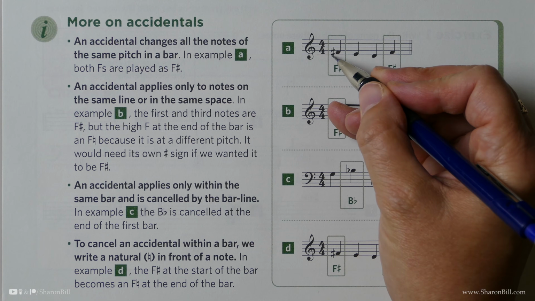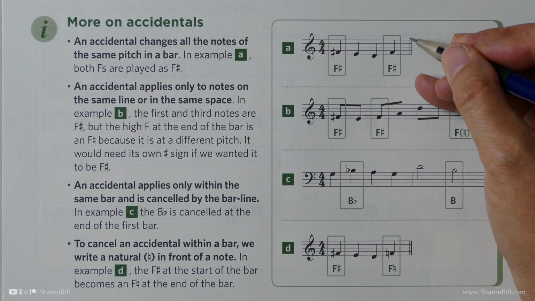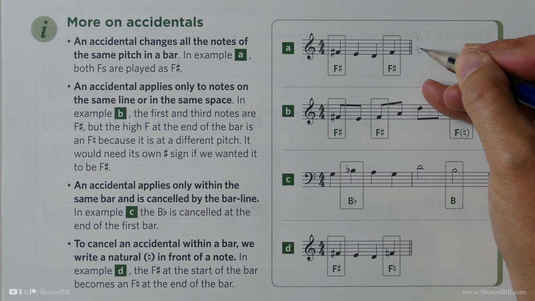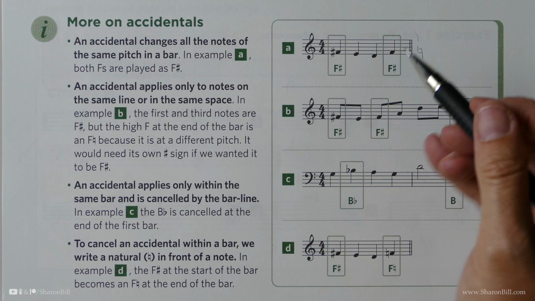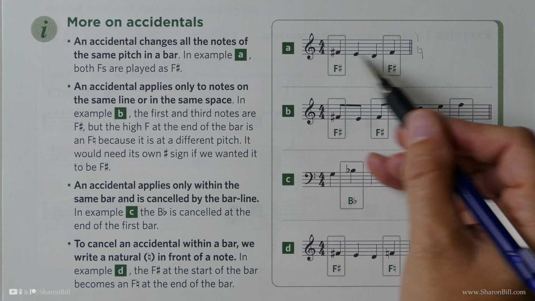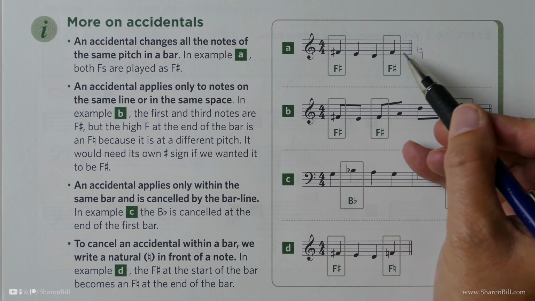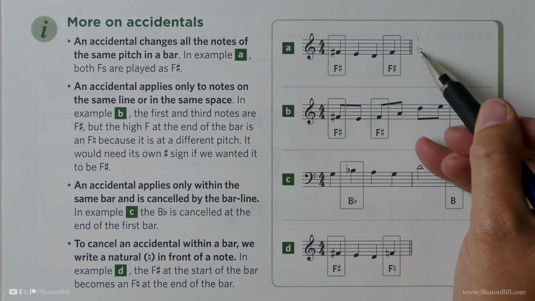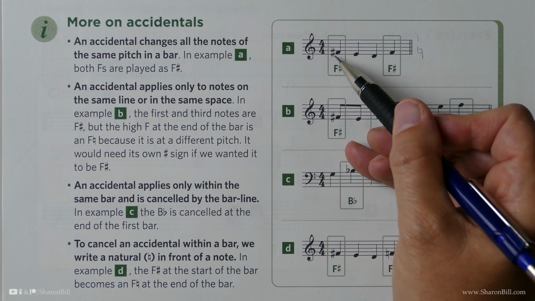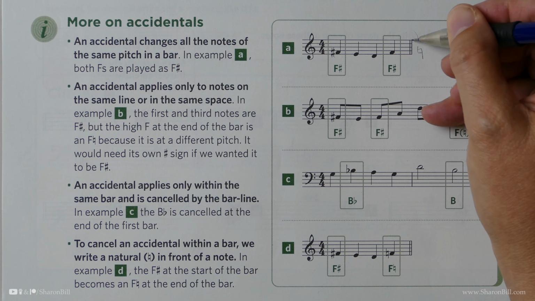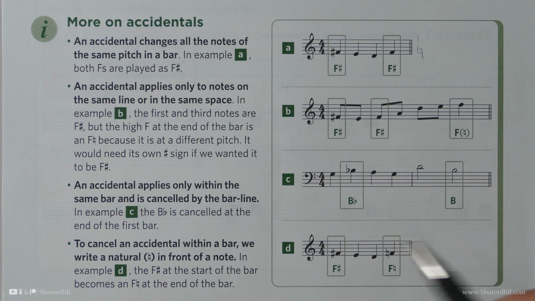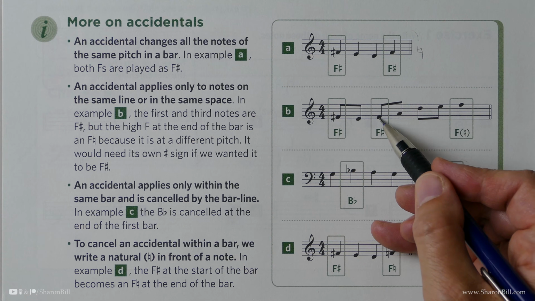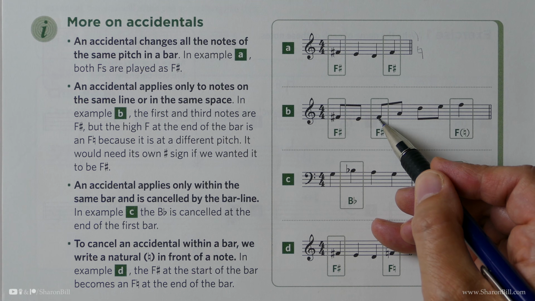And it lasts until the end of a bar, and then the bar line cancels it out. And so it automatically goes back to natural in the next bar. However, because that is the same pitch F, it's in the same bar, that note is still F sharp. If you wanted it to not be F sharp, you'd have to put a natural sign there to get rid of the F sharp before the bar line does that job for you. And so we can see here that's an F sharp, it's been given the accidental. It is still F sharp because no bar line has cancelled it.